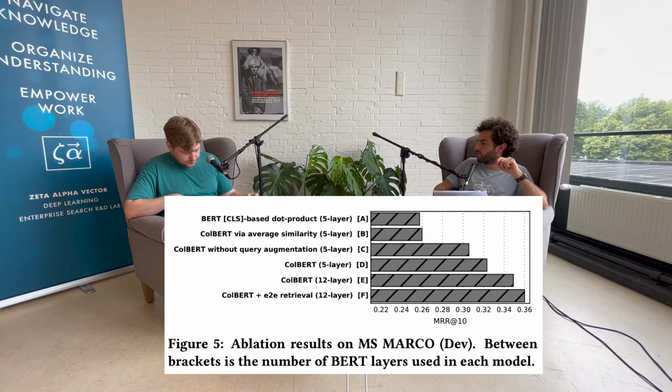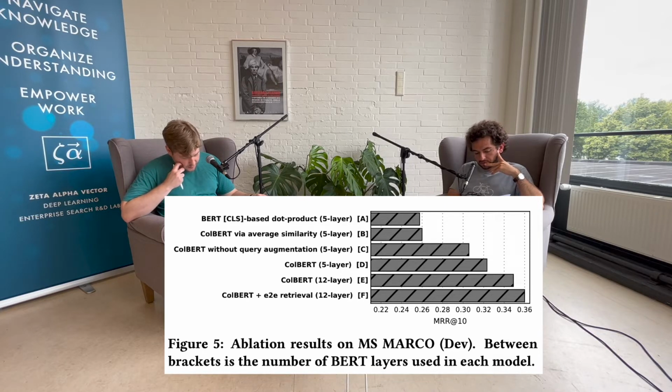The kind of contribution to performance that each of the techniques that they introduce provides. And I guess to me the most interesting one is this MaxSim operation. So if you look at Figure 5, their model B, say ColBERT via average similarity instead of, so basically computing one score per query document representation, right? How much the performance degrades versus model D, which is the comparable full ColBERT model, right?